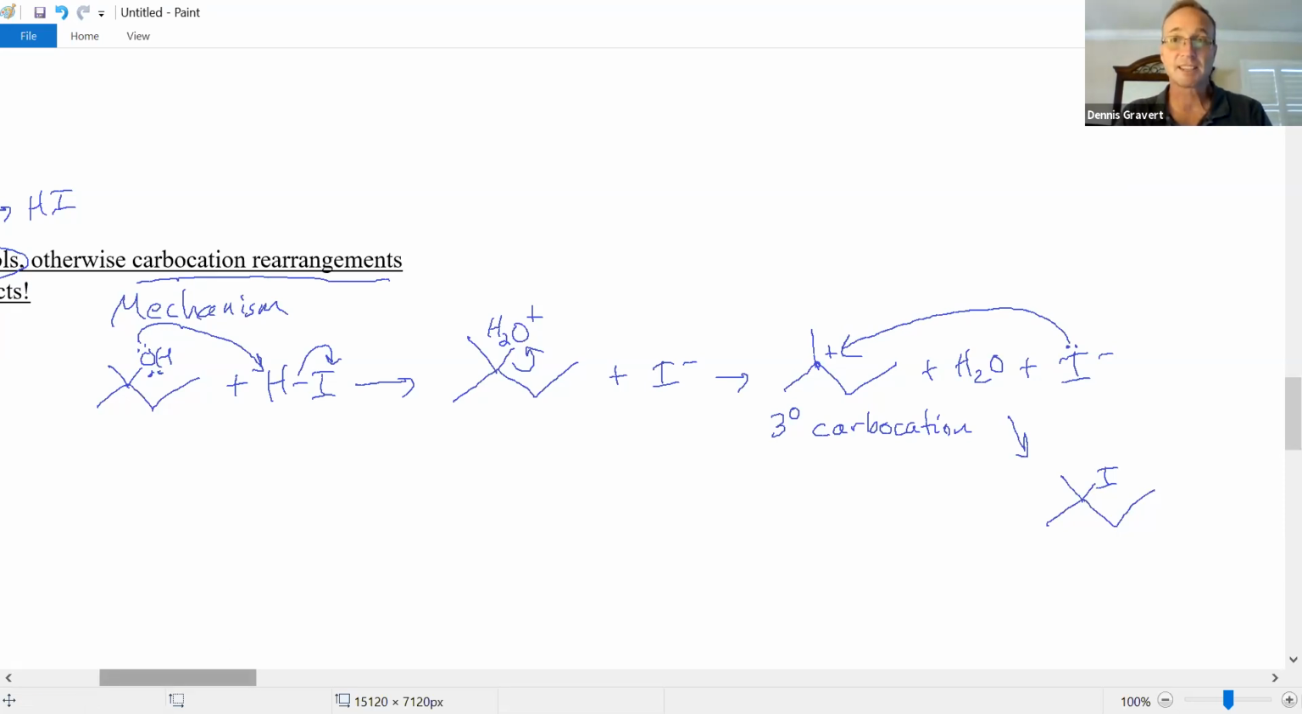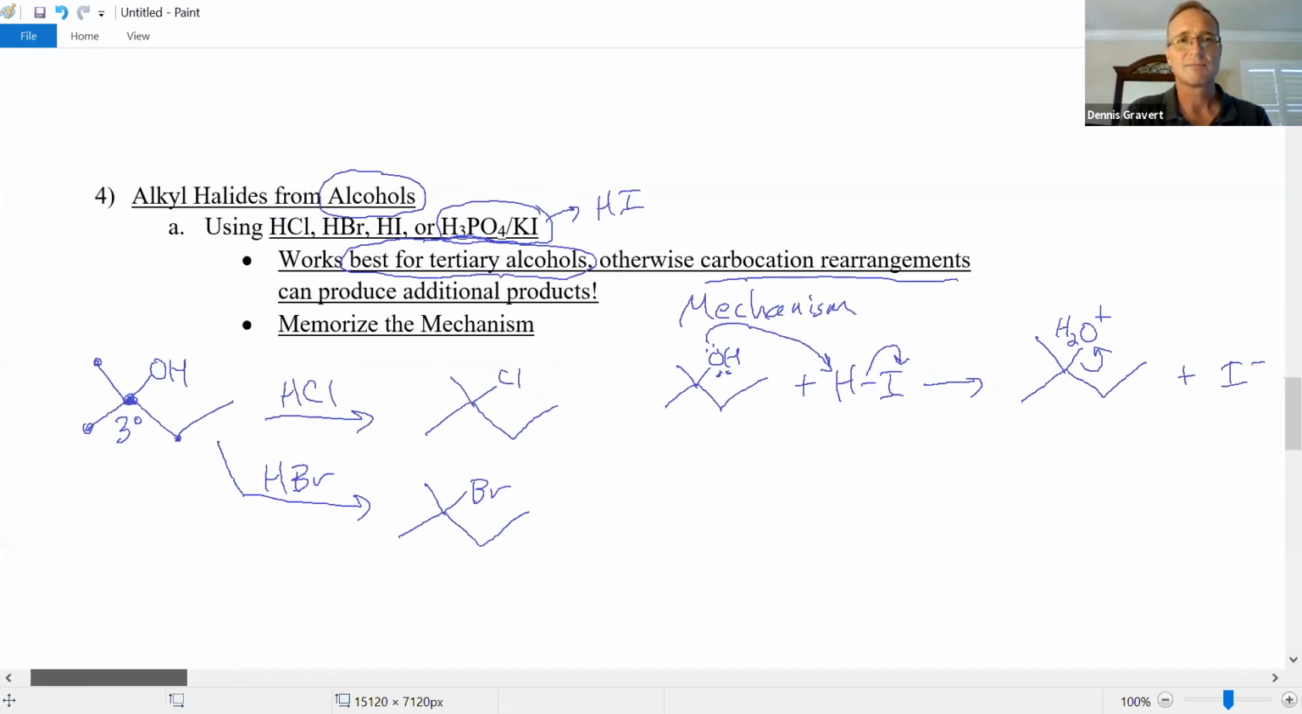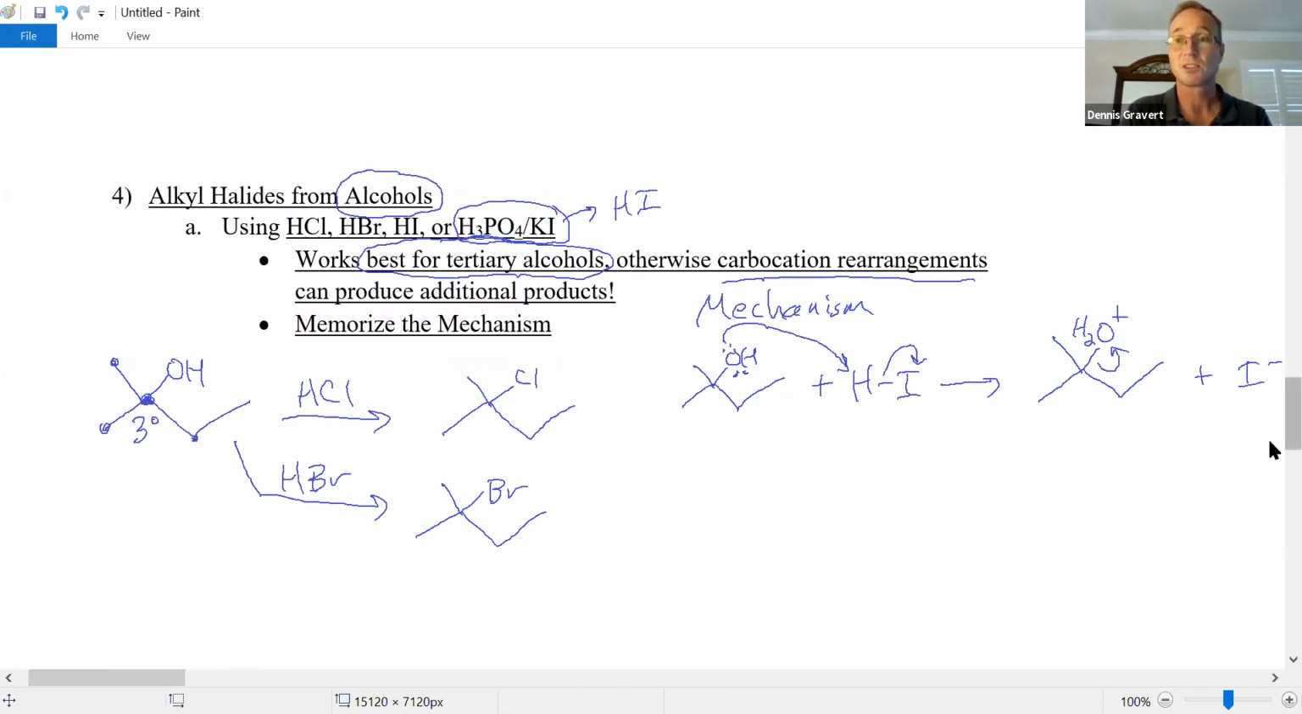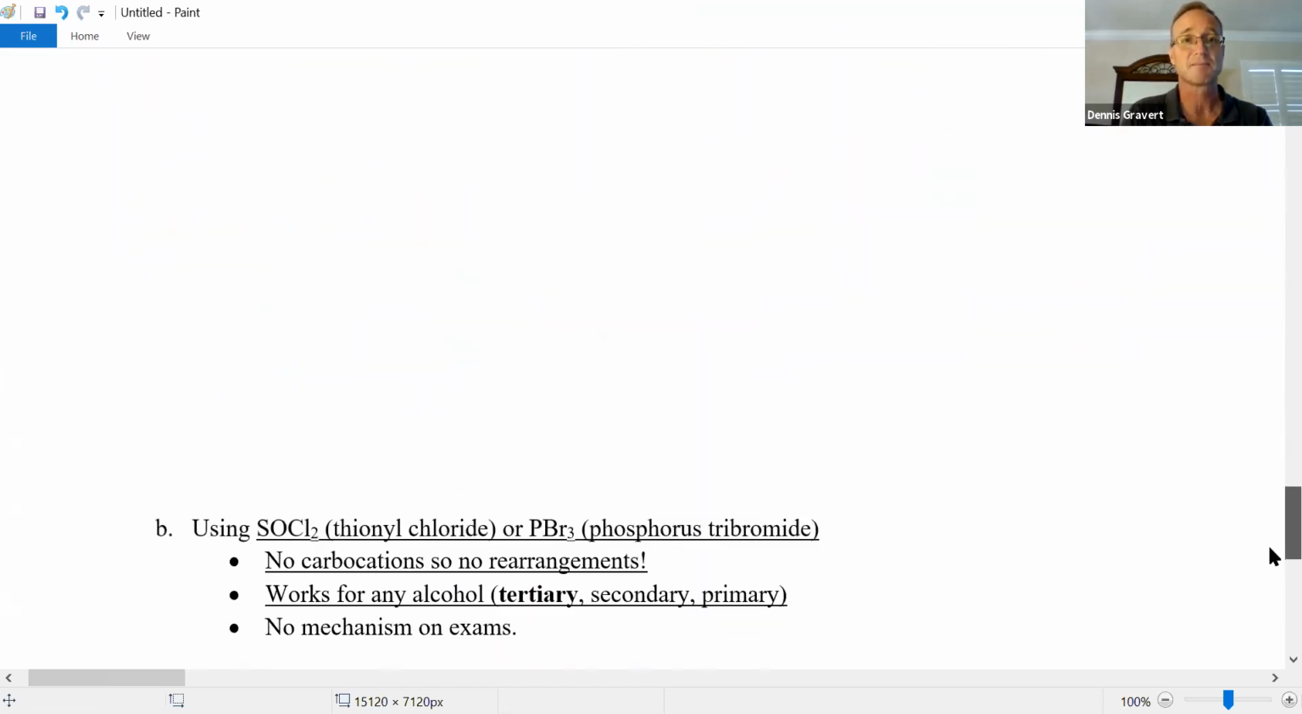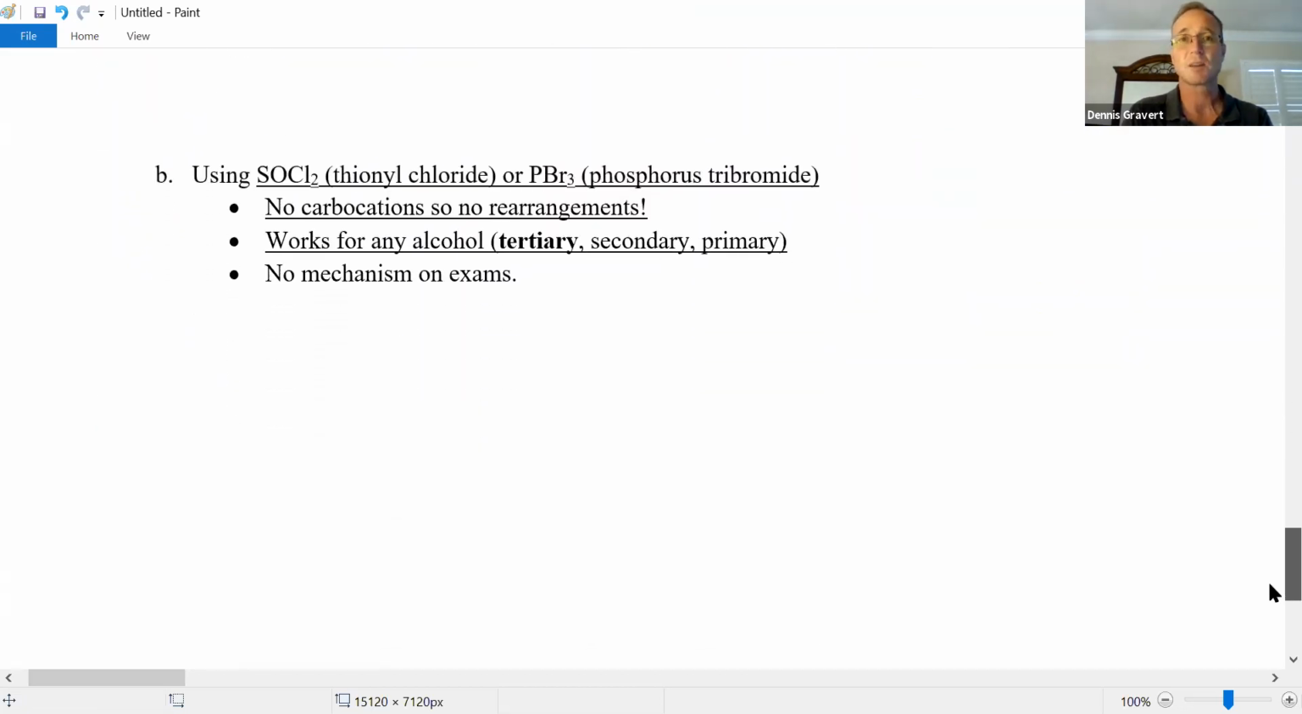The chemist comes along and says, yeah, I want halides out of my secondary alcohols and out of my primary alcohols. How do I do that? Well, this reagent doesn't work so well. So switch reagents, that's how you do it. These are the 2 that are most common.